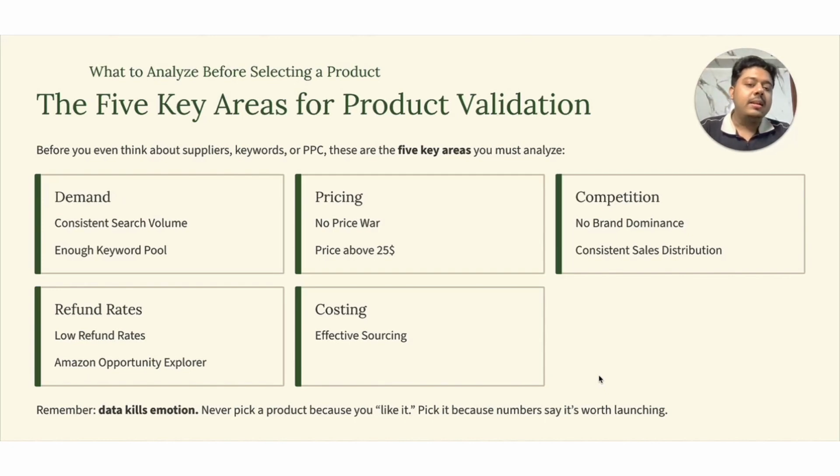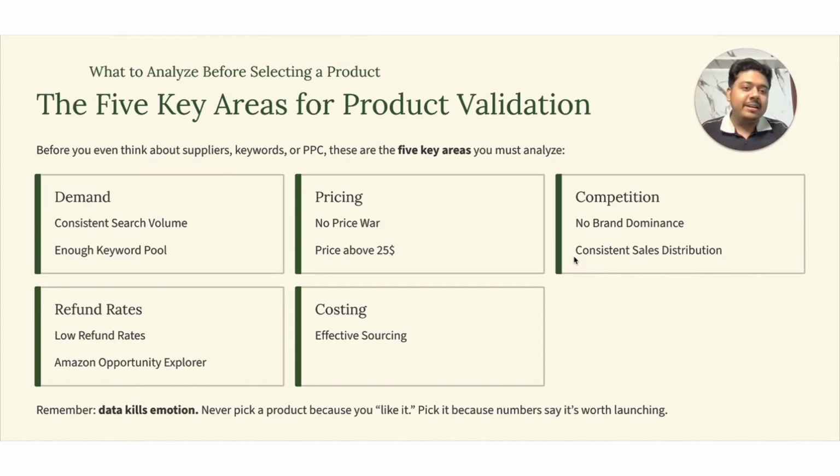And then there comes costing. Even if we pass all these barriers, demand, pricing, competition, and refund rates, if a seller cannot do effective sourcing, we cannot compete on Amazon. Even if no price war exists, we should be ready if in future my competitor goes to a price war. I should survive in that condition. So we have to put a lot of work into finding suppliers at low rates with good quality, and it requires a lot of work.